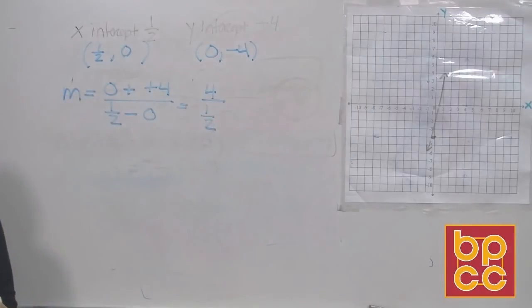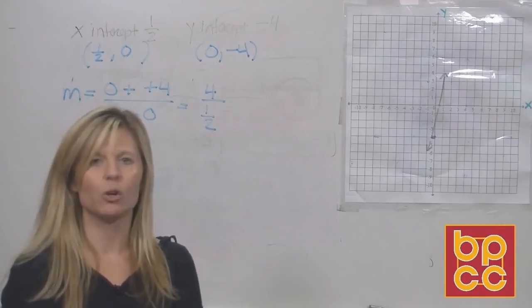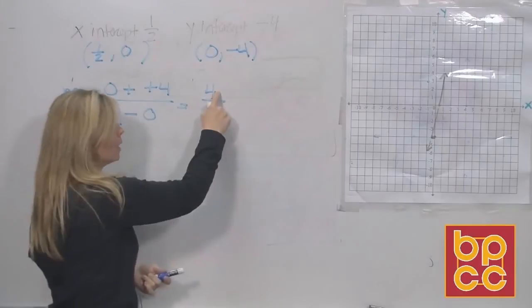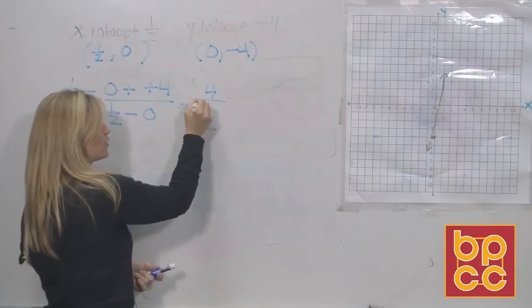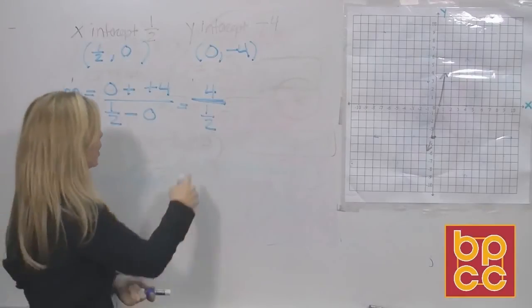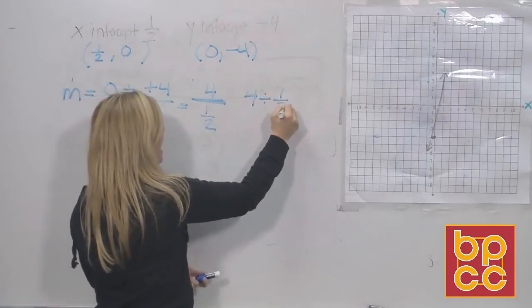Now let me ask you a question. Can you leave the slope as 4 over 1/2? Very good. You cannot. A fraction should have a whole number in the numerator and a whole number in the denominator. 4 is a whole number, but 1/2 isn't. So remember, this fraction bar means what operation? It means division. We are going to take 4 and divide it by 1/2.